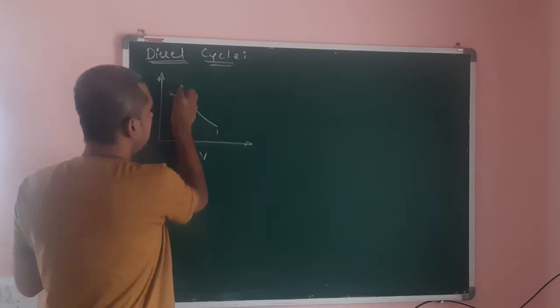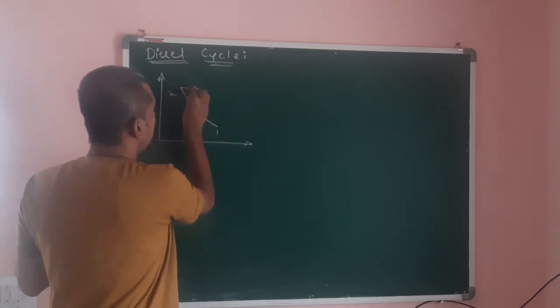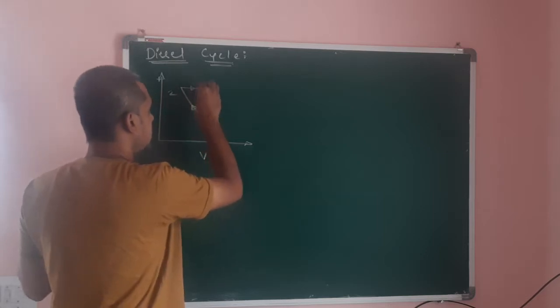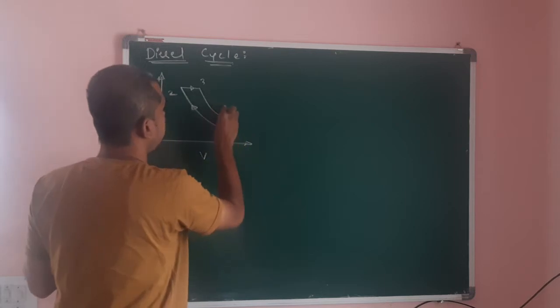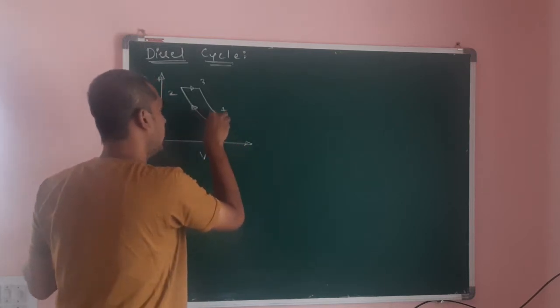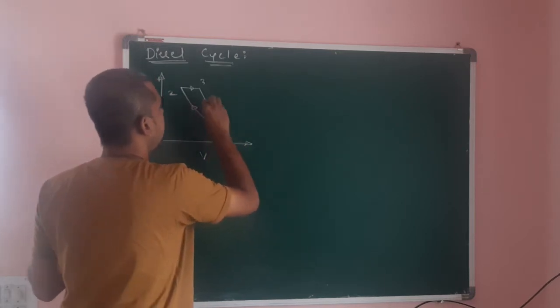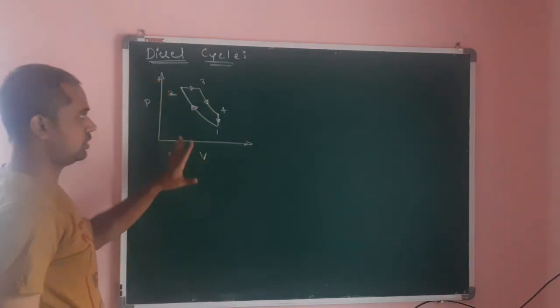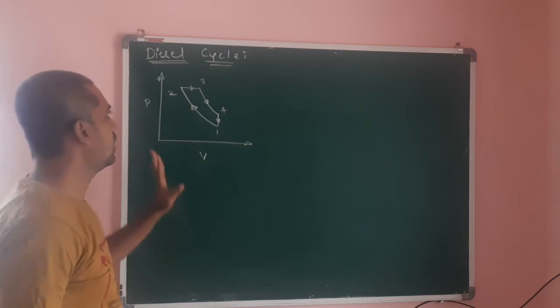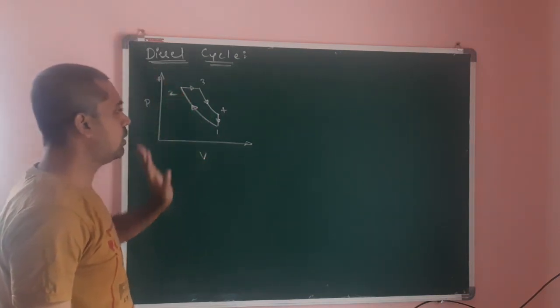2 to 3 is a constant pressure heat addition process. 3 to 4 is an isentropic expansion process. 4 to 1 is a constant volume heat rejection process. These are the four processes that a diesel cycle will have.